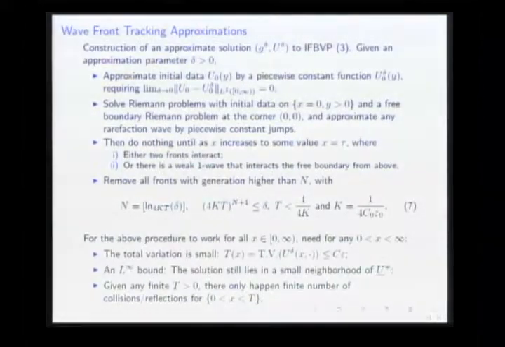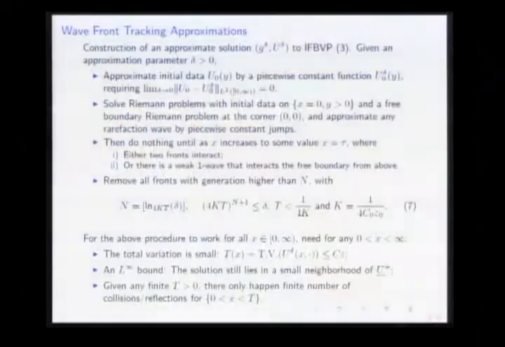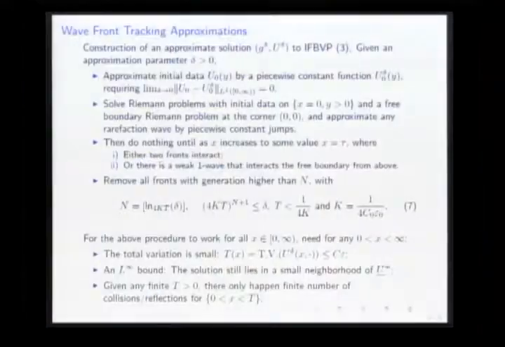So we solve the Riemann problems at the initial data x equals 0, and for y positive, and the free boundary Riemann problem at the convex corner. Then we approximate also any rarefaction waves, because the whole idea of wavefront tracking is we break up all the waves into piecewise constant jumps. Then we let the waves propagate forward, and we do nothing until 2 waves interact, or there's an interaction of the 1 family waves with the free boundary.